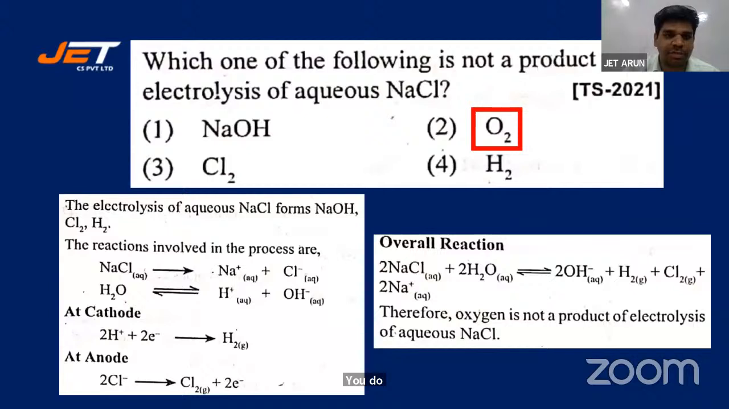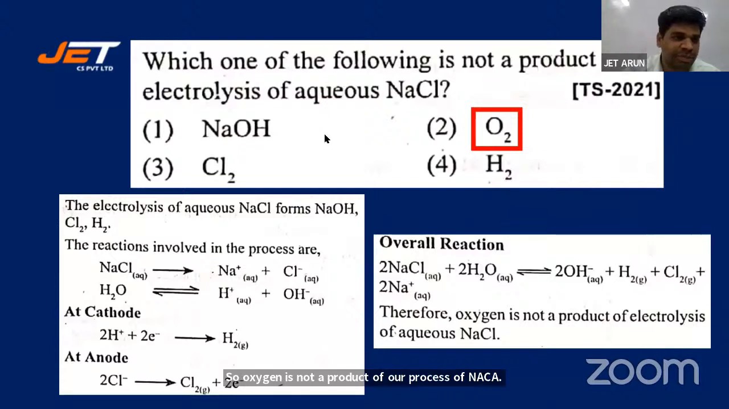All right, the electrolysis of aqueous NaCl forms NaOH, Cl2 and H2. So O2 is not formed in that. So here is the overall reaction, students. So oxygen is not a product of electrolysis of aqueous NaCl. All right, yeah, 2 is absolutely right, students.